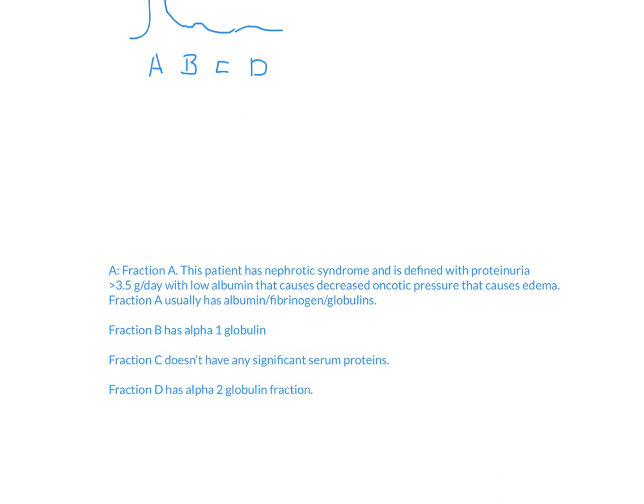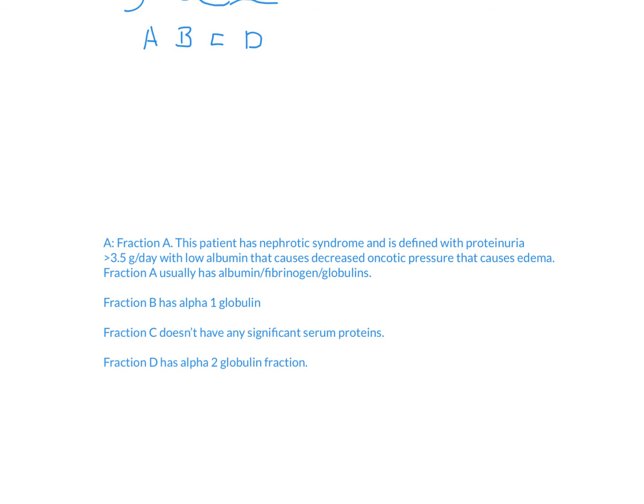So for this question, we have a patient coming in with nephrotic syndrome, and that's defined as proteinuria with greater than 3.5 grams a day. So they present with low albumin that causes decreased oncotic pressure that causes edema. For nephrotic syndrome, the patient, in this case typically a young male, is going to lose a lot of protein in their urine.